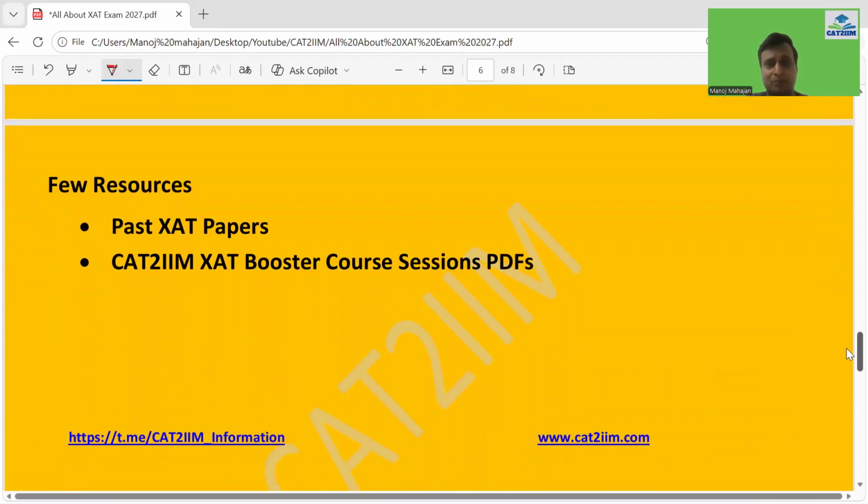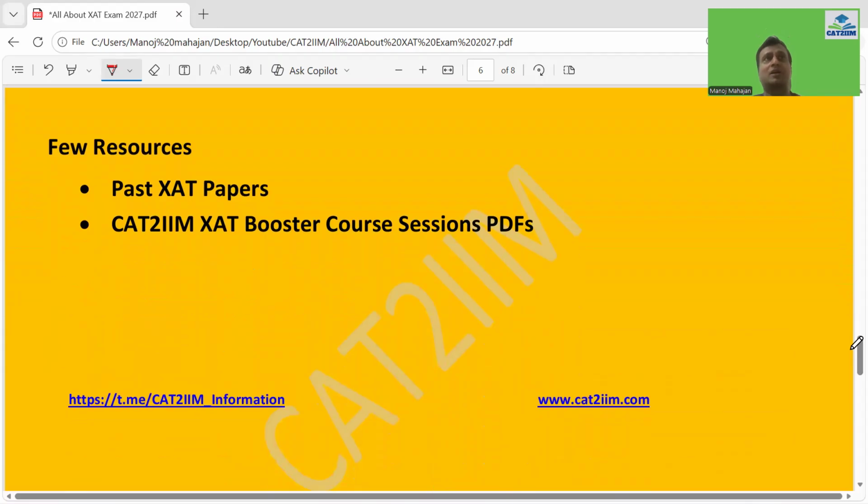Now, I would just recommend from my side a few resources to use before you write the XAT paper. Of course, you should solve past XAT papers, at least 5 to 6 papers, to have a fair idea about the XAT paper. And do join the CAT2IM information group so that you get the CAT2IM and XAT booster course session PDFs. From those PDFs, you might get a direct question or maybe something similar also. These are free PDFs I'm going to provide on the CAT2IM Telegram information group. So be a part of it. Do join it.